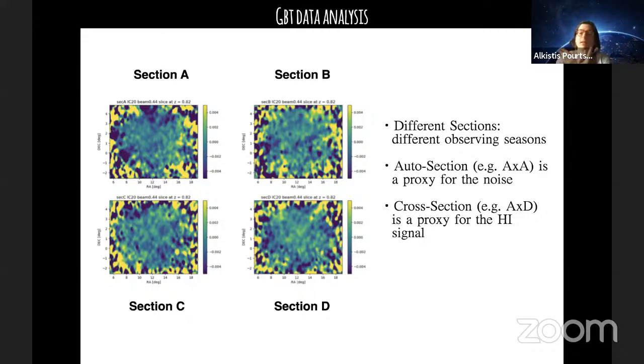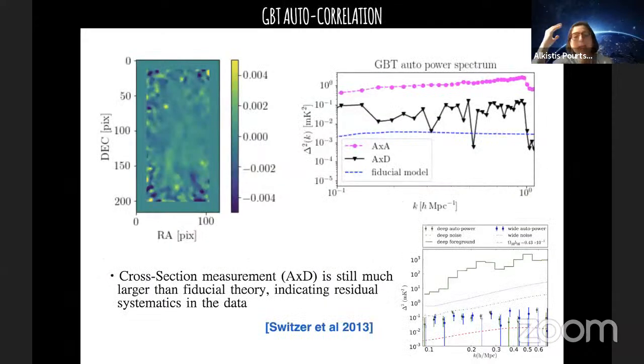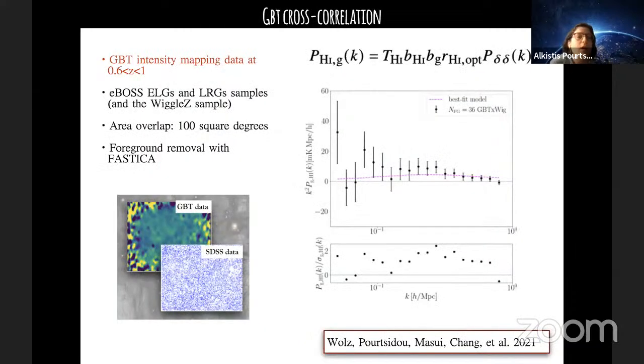And the cross section, as I said, should be a proxy for the H1 signal. But what happens in reality is that even if using a cross section, so section A, cross section B, for example, to get rid of your noise bias, it is true you get rid of something, but you have a lot of residual systematics, so you end up having a power spectrum autocorrelation that is an order of magnitude larger than what theory tells you it should be. So that's a problem. That indicates residual systematics in the data, and this is why you need to resort to cross correlations. So this is what we did.